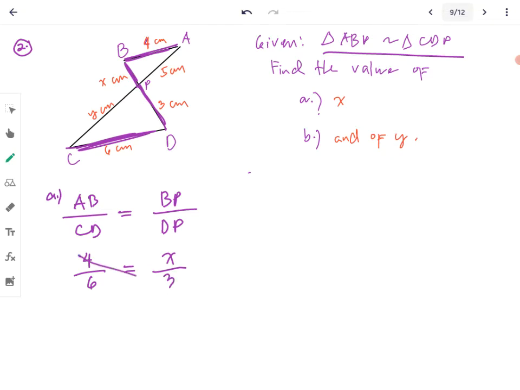The same idea, we can cross multiply. We may not cross multiply 6 and X, we can just cross multiply this. So we have 4 times 3 all over 6 equals X. So X is 4 times 3 is 12 divided by 6, that is 2. Therefore X is just 2.